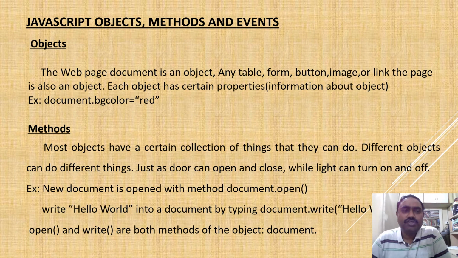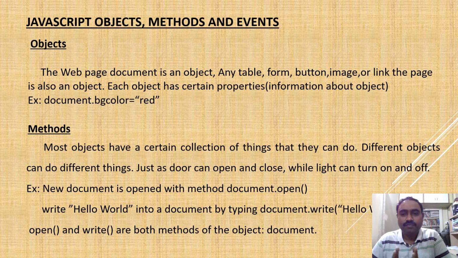So once again, JavaScript objects. In JavaScript, the web page document is an object. We consider the web page document is an object. Any table, form, button, image, or link on the page is also an object. Each object has certain properties, information about the objects. Example, document.bgColor equals red. A document is an object.